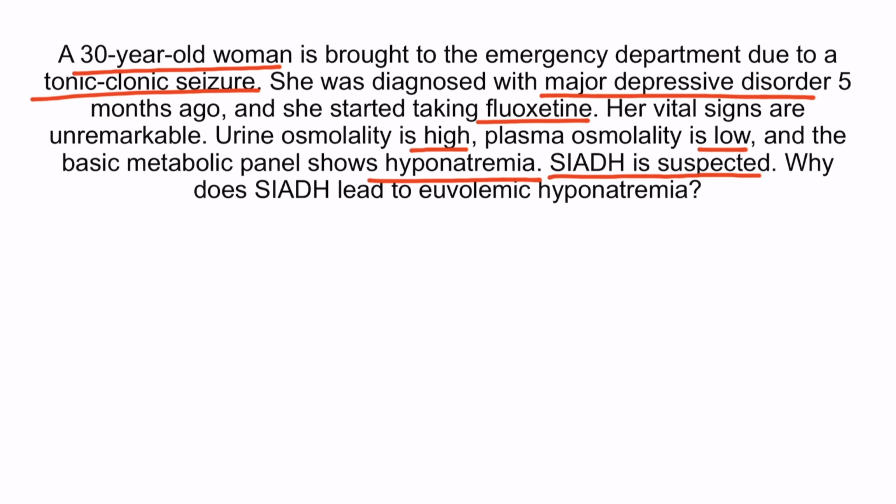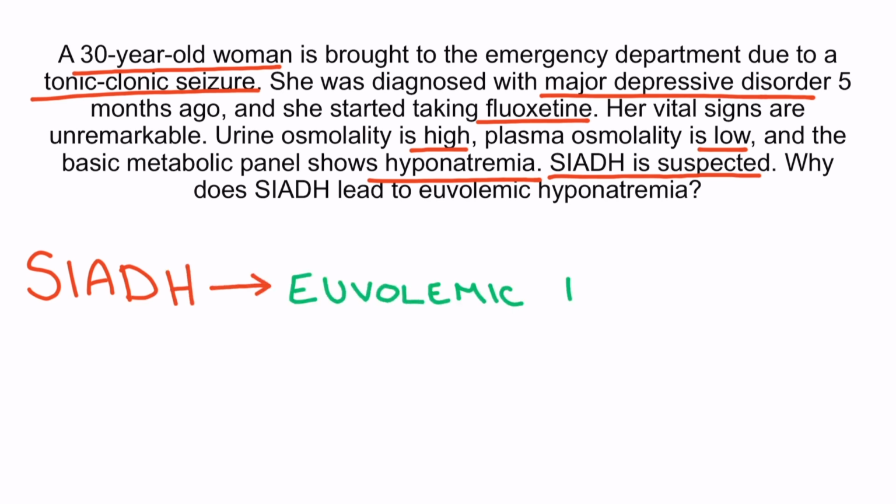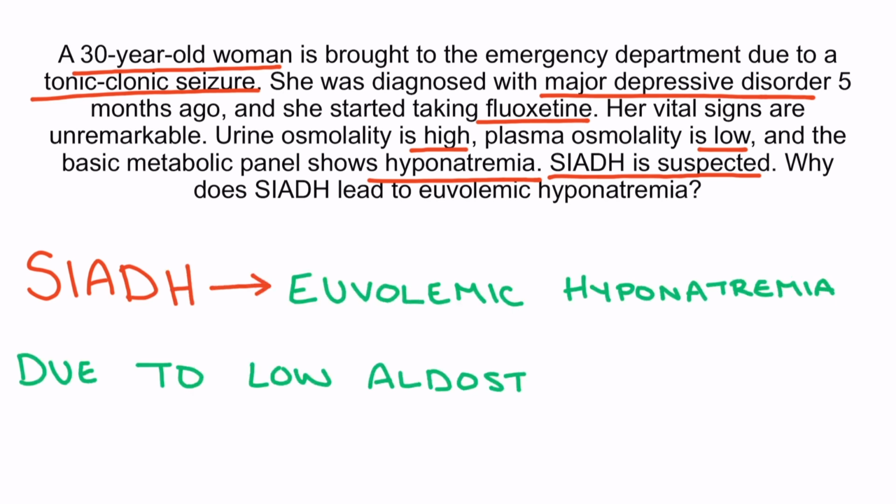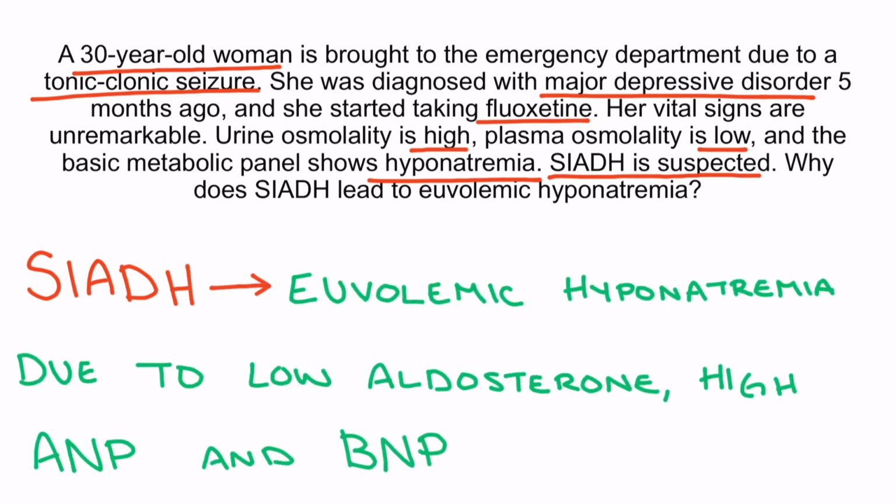Additionally, water retention leads to increased secretion of ANP and BNP from the heart. ANP and BNP both block sodium reabsorption from the collecting tubule, having the same effect as low aldosterone levels. To summarize, SIADH causes euvolemic hyponatremia due to low aldosterone and high ANP and BNP levels.